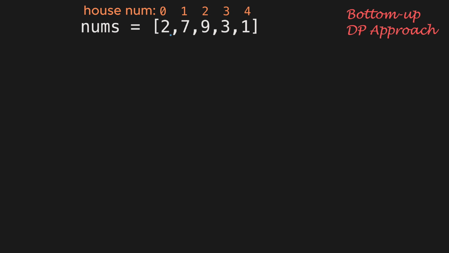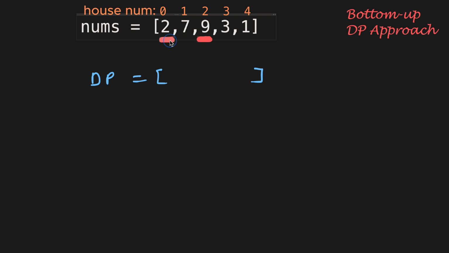This approach eliminates recursion by iteratively solving the problem from the smallest subproblems to the larger ones. In the bottom-up dynamic programming approach, we use tabulation by creating a DP array to store the intermediate results. In this array, DP I represents the maximum amount of money that can be robbed up to the ith house, that is from house 0 to house number I. Now, first let's look at the base cases.